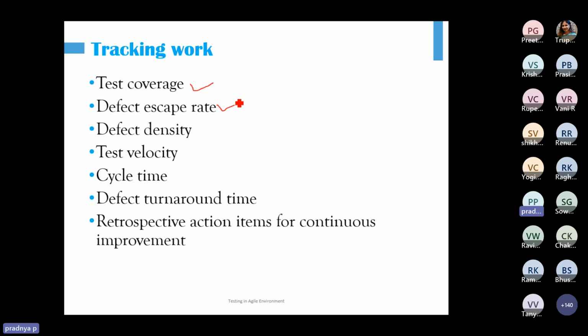Out of 100 total defects, if 20 defects are found by users, that means 20 defects have escaped from our hands. How can we reduce that? What is the density of defects? How many defects we found per kilo line of code?